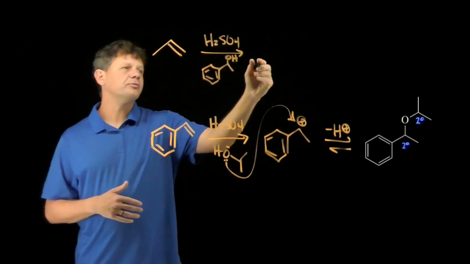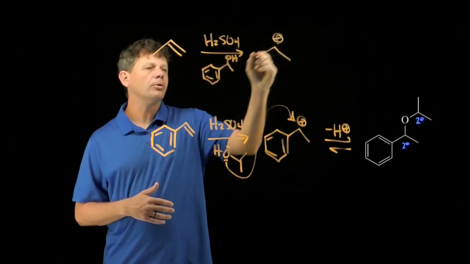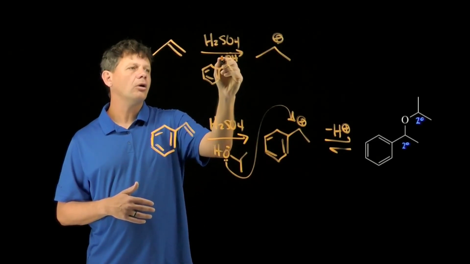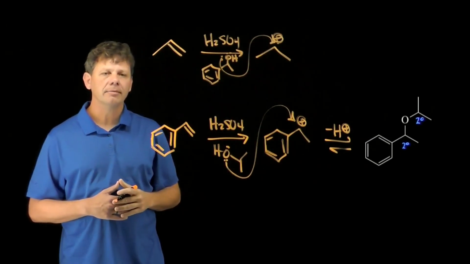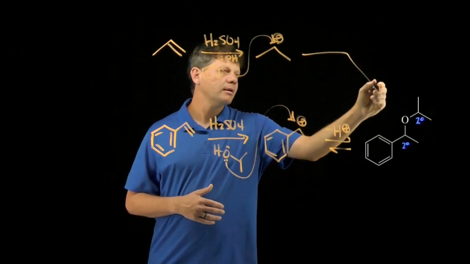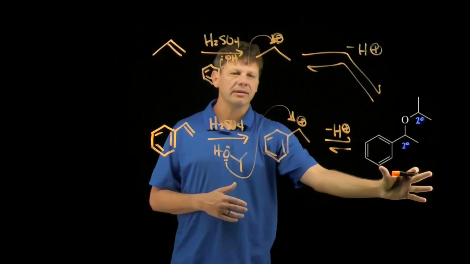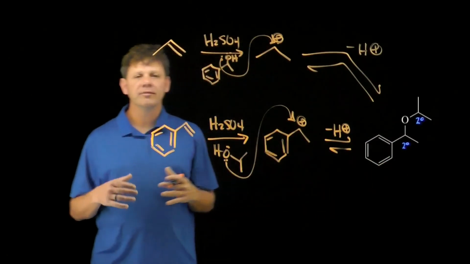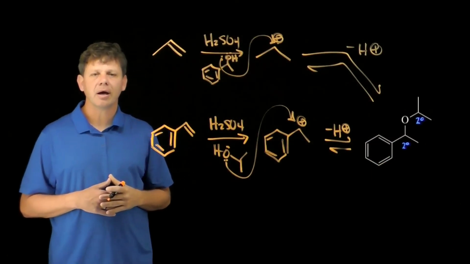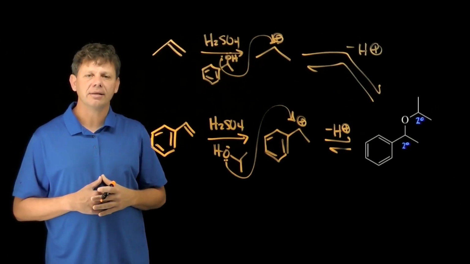When this alkene is protonated, we make this carbocation. Now this alcohol can attack that carbocation. Once again, after it loses a proton, we would have made this same compound. So two different ways to make the same compound using alkene addition reactions.